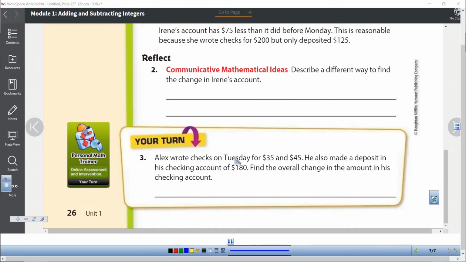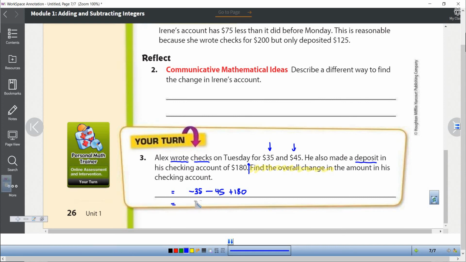Okay, so here we go. So Alex wrote checks on Tuesday for $35 and $45. What was he doing? He was writing checks, so the amount of money was going down. Okay, he also made a deposit. That means the amount was going up. Find the overall change in the amount. This is what they're asking us to find. So when he wrote that check, it was minus $35. Then he wrote another check, and it was minus $45. Then he added money to his checking account, and it was plus $180, okay?